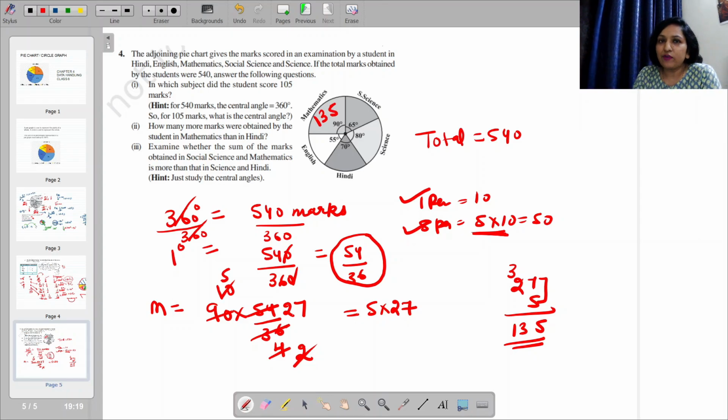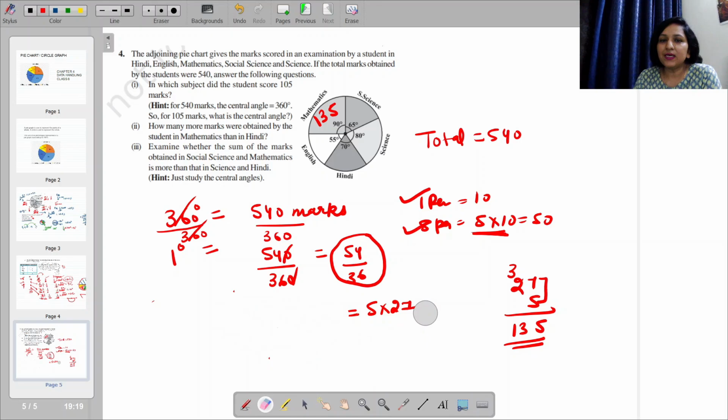Let us calculate for social studies now. We know that exactly the same process. 1 degree का मतलब कितना है? 54/36. मुझे कितना डिग्री का चाहिए? I need to know for 65. So social studies में 65 degrees multiply by the value of 1 degree, 54/36. ठीक है? Let us see if this is divisible.